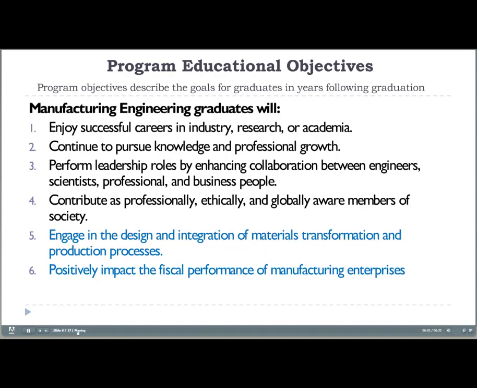Here we have the manufacturing engineering PEOs. The first 4 are the same. Number 5 is engage in the design and integration of materials transformation and production processes. And 6, positively impact the physical performance of manufacturing enterprises.